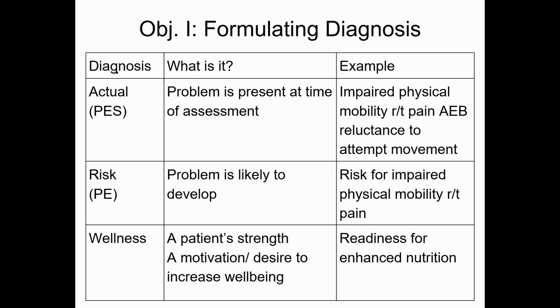Then a wellness diagnosis focuses on a patient's strength. So for example, a newborn with a feeding disorder might have a diagnosis of readiness for enhanced family coping because the family may show signs that they're ready to figure out how to care and deal with this newborn with this problem. An example of an inaccurate nursing diagnosis would be lack of adequate nutrition. The diagnosis should be imbalanced nutrition, less than body requirements.